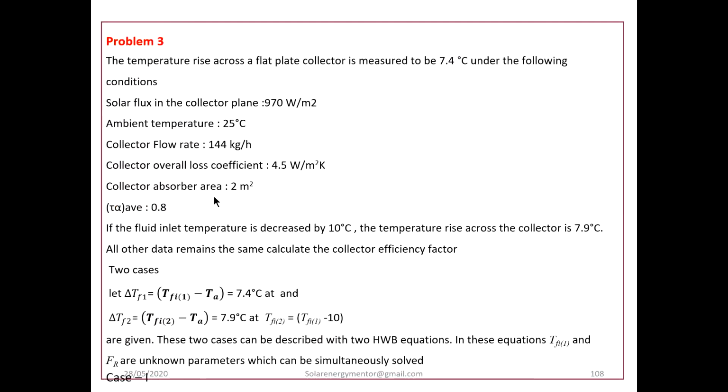Now, if the fluid inlet temperature is decreased by 10 degrees Celsius, the temperature rise across the collector is 7.9, which was previously 7.4. So the temperature rise in the new case is now 7.9 degrees Celsius. All other data remains the same. We have to calculate the collector efficiency factor or collector heat removal factor, we can say. So collector heat removal factor.